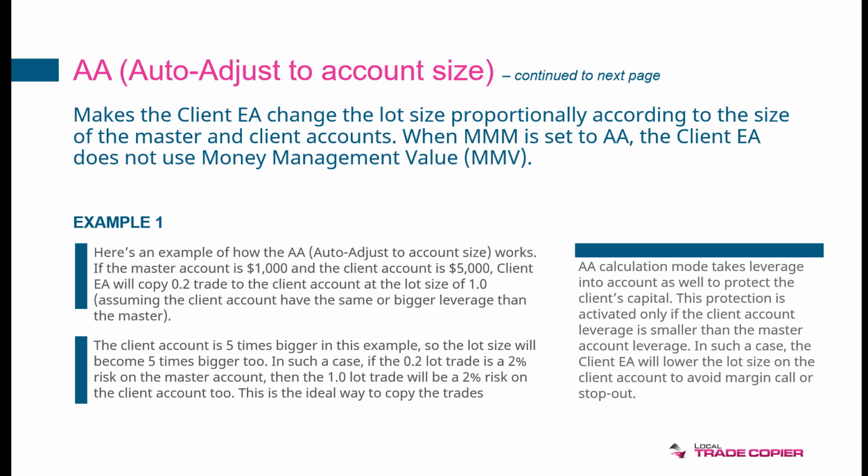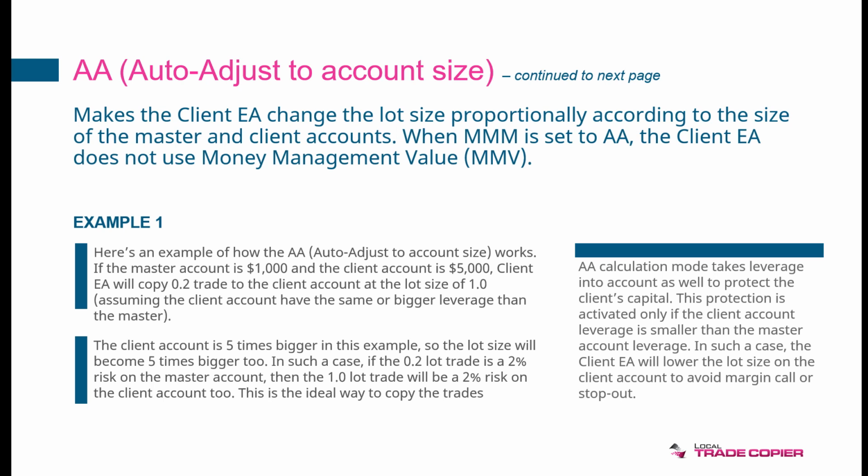The client account is 5 times bigger. It's like 5,000 against the 1,000, yeah? So it's 5 times bigger. So the lot size will become 5 times bigger as well. We have to do this to preserve the same risk in percentage, yeah? It automatically scales. The bigger account gets the bigger lots, so they get the bigger profits in monetary terms. And if the account is smaller, they get to risk smaller amounts as well. But in percentage terms, it's the same, yeah?